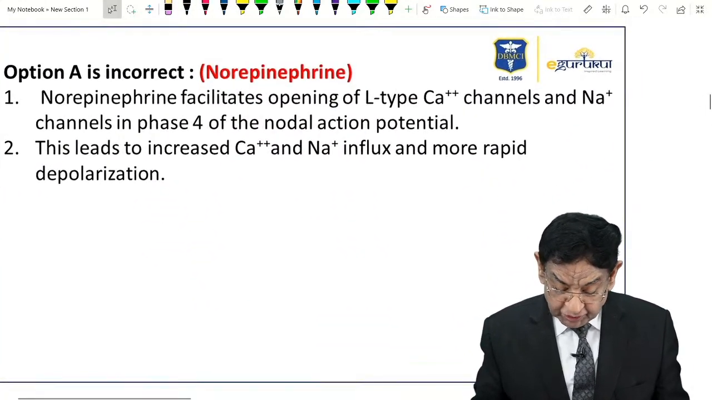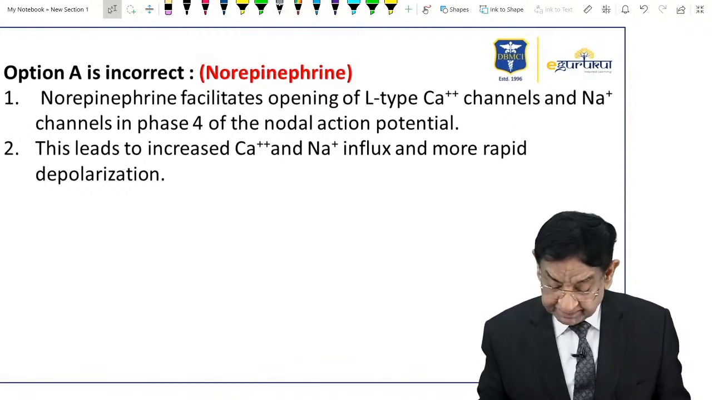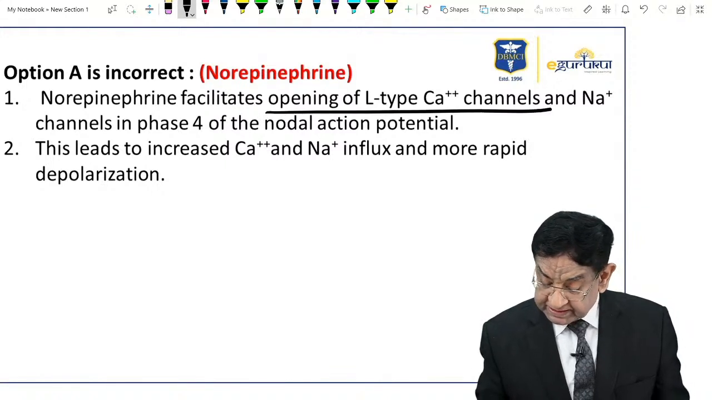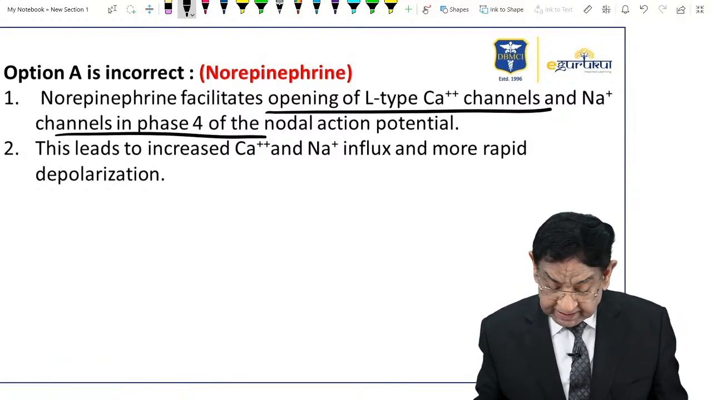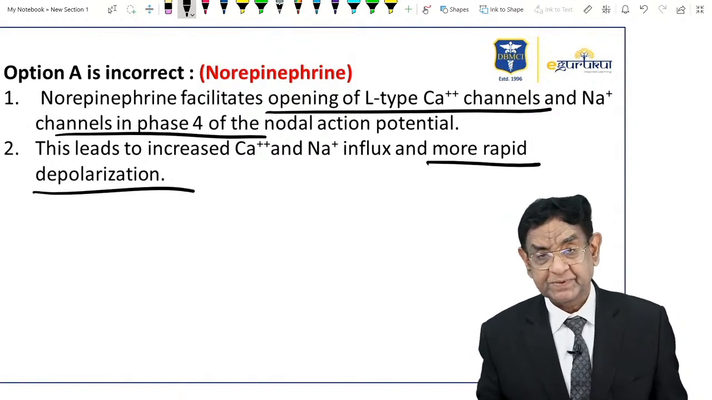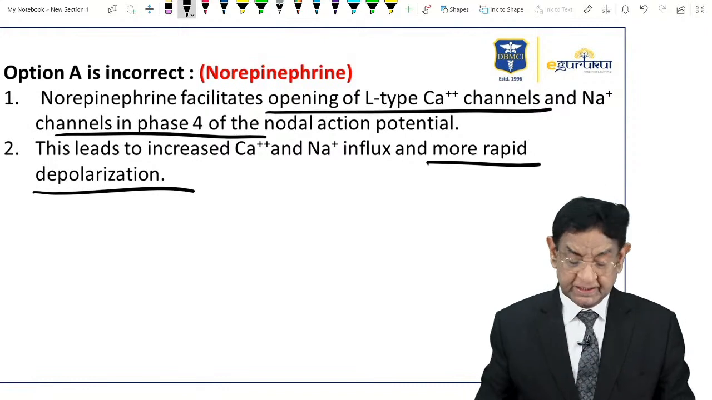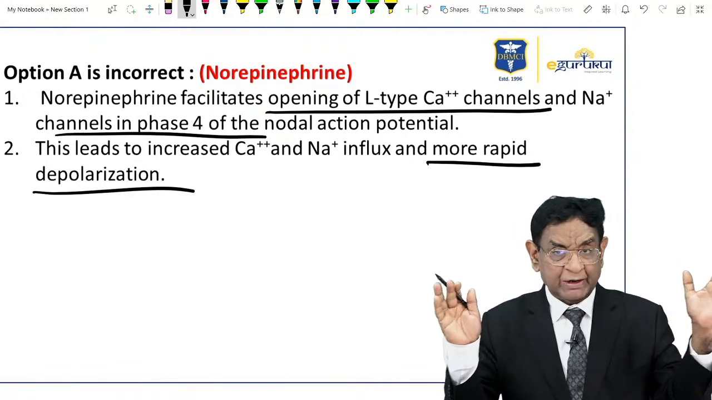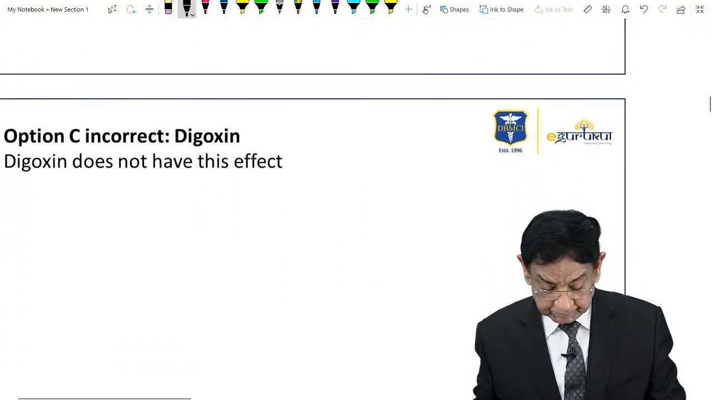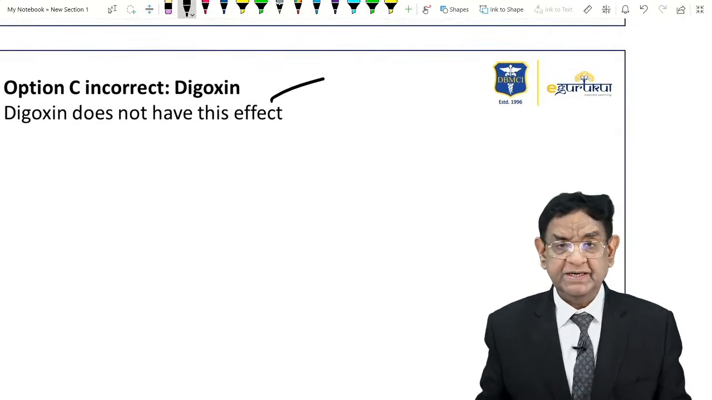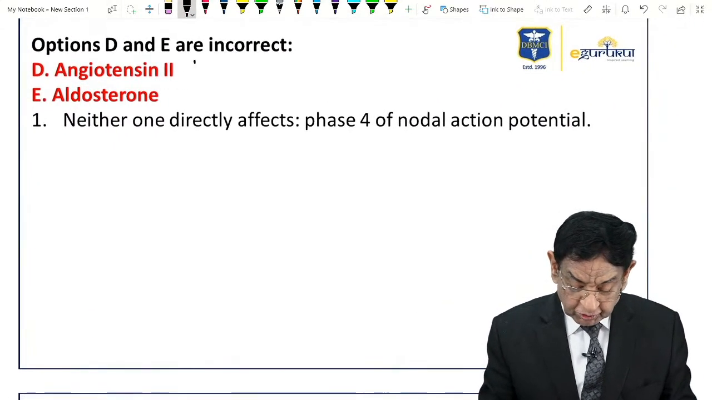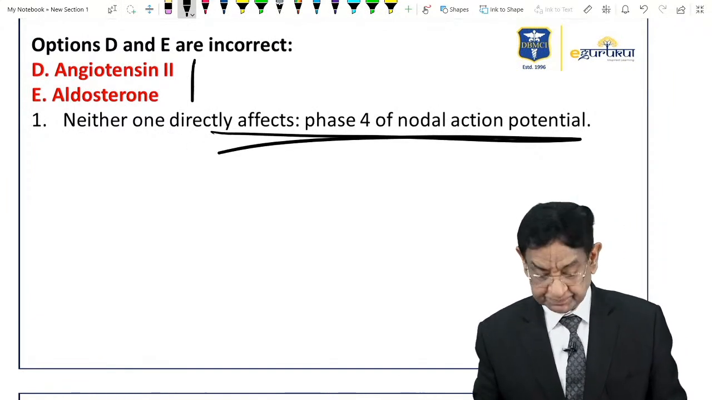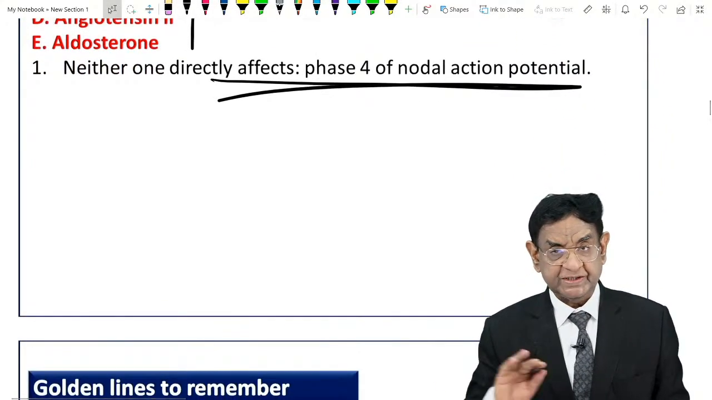Well, as far as norepinephrine is concerned, which is a catecholamine, it opens the L type calcium channel, and it also opens the sodium channel in the nodal action potential, right? So they lead to more rapid depolarization, right? So this is not the answer to the question. Remember, in our graph what we showed was the reduced heart rate. Digoxin doesn't have this action at all. It has an altogether different action, that I'll be discussing in the coming questions. Angiotensin 2 and aldosterone, none of them have an action on phase 4, none of them. Even norepinephrine doesn't have action on phase 4.